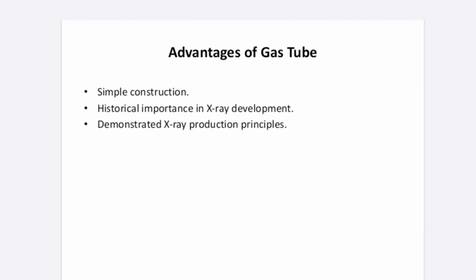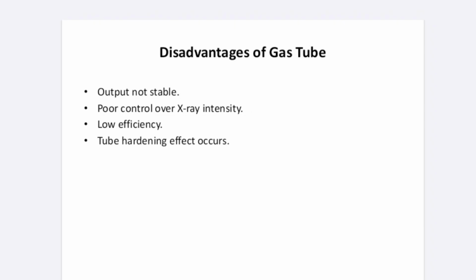Next are the advantages of the gas tube. What are the advantages? It is simple in its construction, it has historical importance in X-ray development, and it demonstrates the X-ray production principles. If there are advantages, there will be disadvantages. The output is not stable, and there is poor control over X-ray intensities. It has low efficiency, and hardening effects occur.